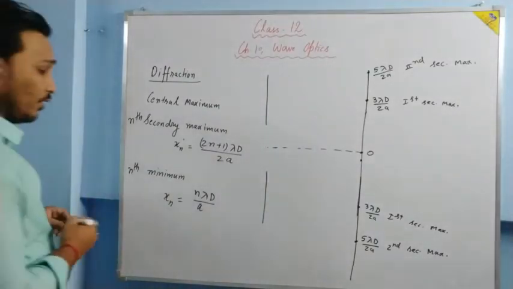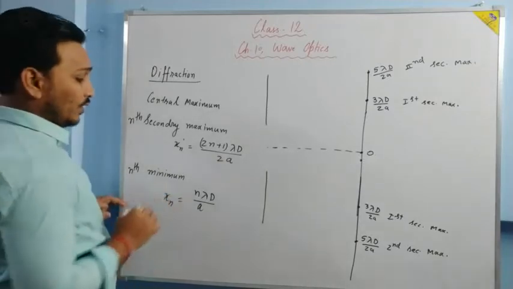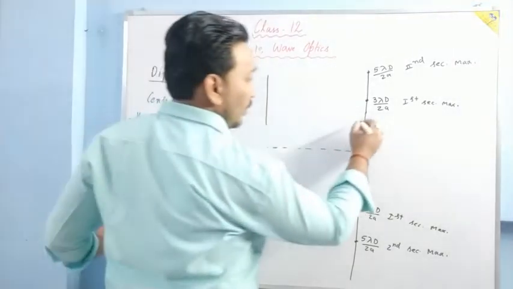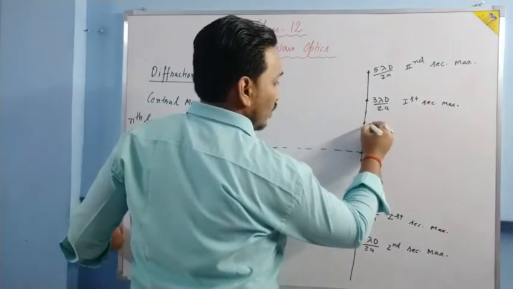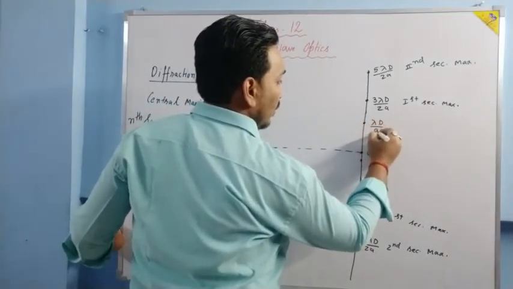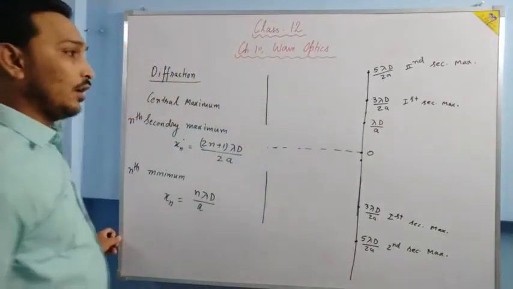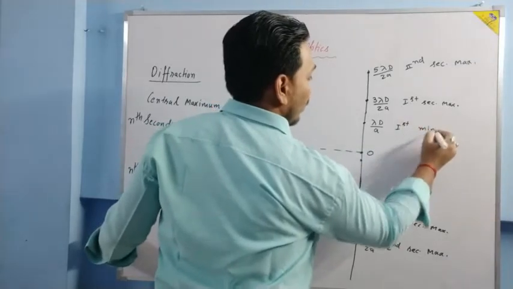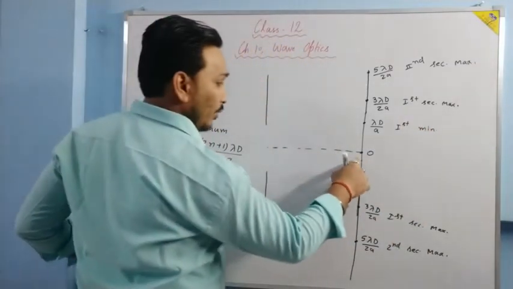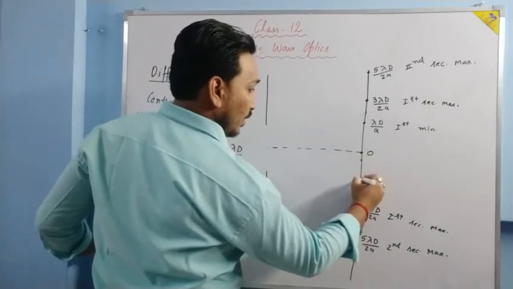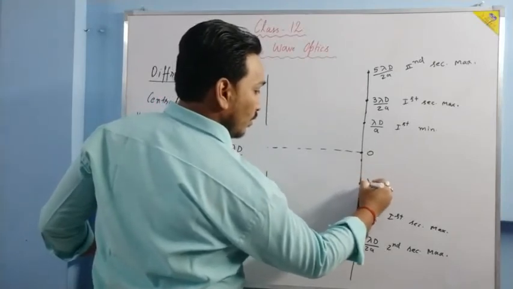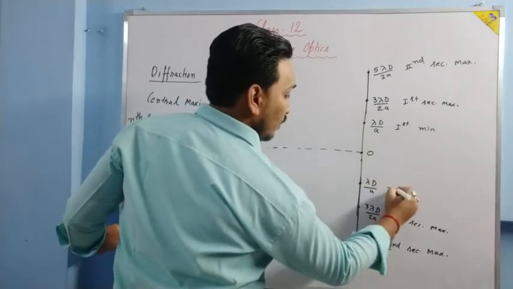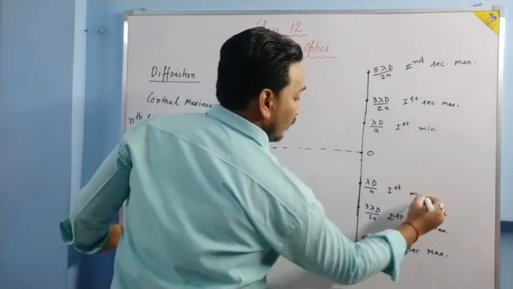Now, let us try to understand the minimum. Put n equal to 1, we are going to have lambda D by a. Lambda D by a will be somewhere here. This is your first minimum. At the bottom also, let this point be lambda D by a. From the center, this distance is your first minimum.